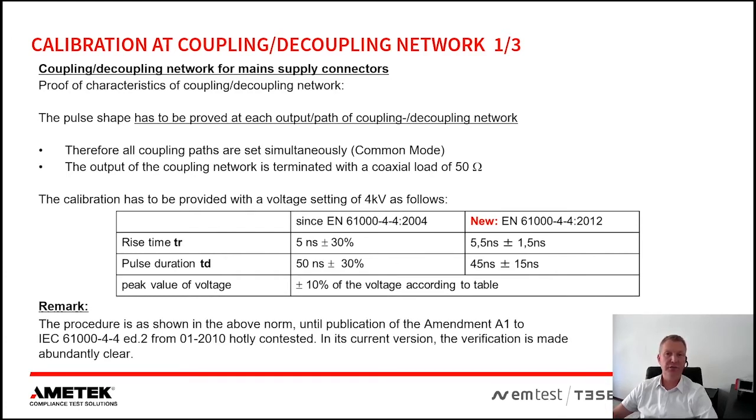The Edition 2 then gave us a tolerance of ±30% for the rise time as well as for the duration. The rise time and duration at the output of the coupled network is not different since Edition 3. It is ±1.5 nanosecond for the rise time and ±15 nanosecond for the duration. And you see also a change in the duration. Edition 2 gives 50 nanosecond, Edition 3 45 nanosecond. Keep in mind, this is for the output at the coupled network only.